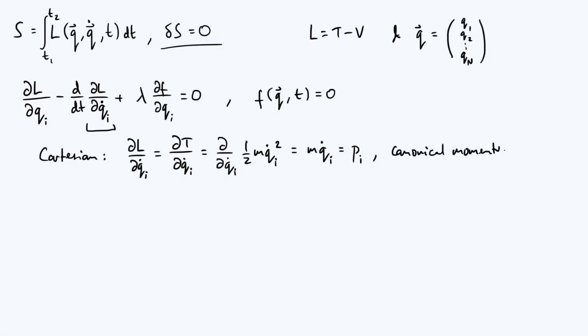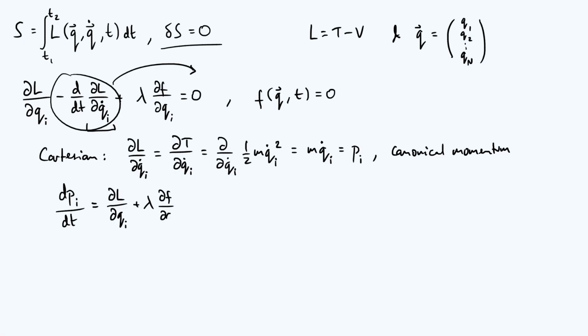You can think of it as a generalized momentum. It's not always just mass times velocity. In particular, if you've got an angular coordinate, it can be angular momentum, but we define it by analogy with this Cartesian case. So what do your equations of motion then say in terms of the canonical momentum? Well, if we take the minus term over to the other side, then we end up with the fact that dp_i by dt, which is just that middle term, has to be dL by dq_i plus that lambda term, lambda df by dq_i.